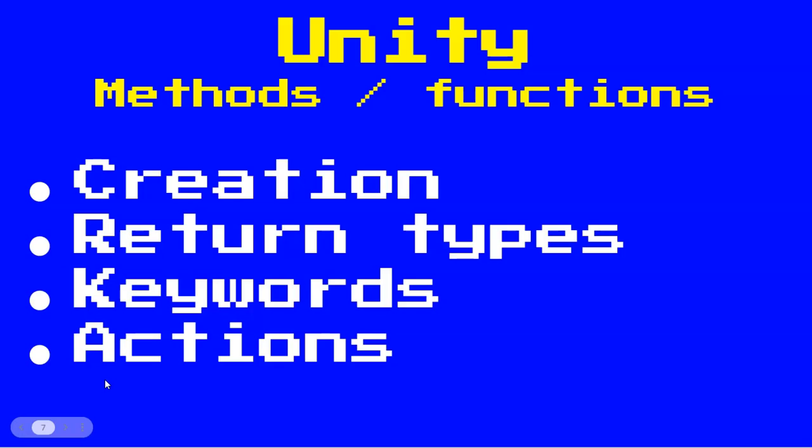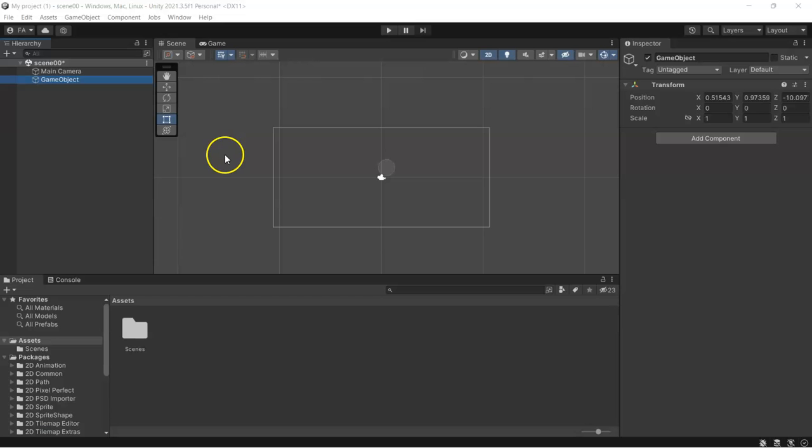Welcome back, YouTube. Today we're going to be talking about methods or functions in Unity and how they're used. We're basically going to talk about how to create them, how to use the return types, what the keywords mean for the basic operations, and what actions we can do with this format. So let's go ahead and take a quick look and see how we could use them.